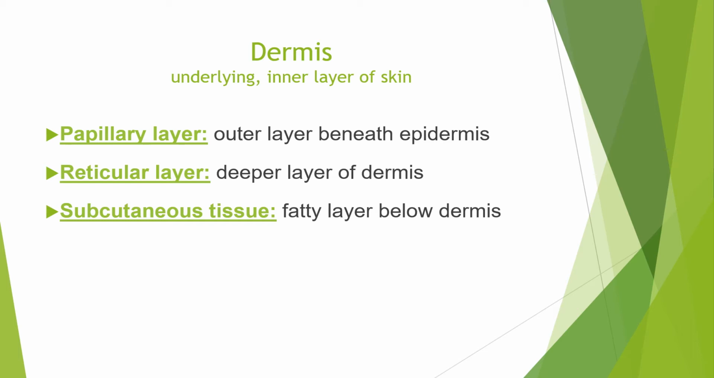The reticular layer is the deeper layer of the dermis that supplies the skin with all of its oxygen and nutrients. It contains the following structures: fat cells, sudoriferous glands, blood vessels, hair follicles, lymph vessels, erector pili muscles, sebaceous glands, and nerve endings.